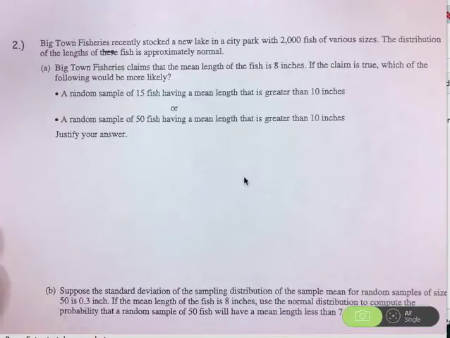If you haven't taken the time to read this question yet, pause the video and read the entire question, parts A, B, and C, and then play the video again. I think you'll understand a whole lot more what I'm talking about.